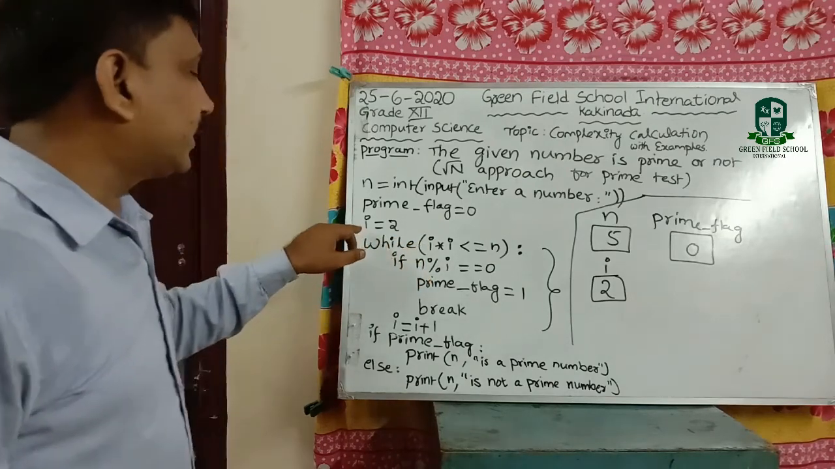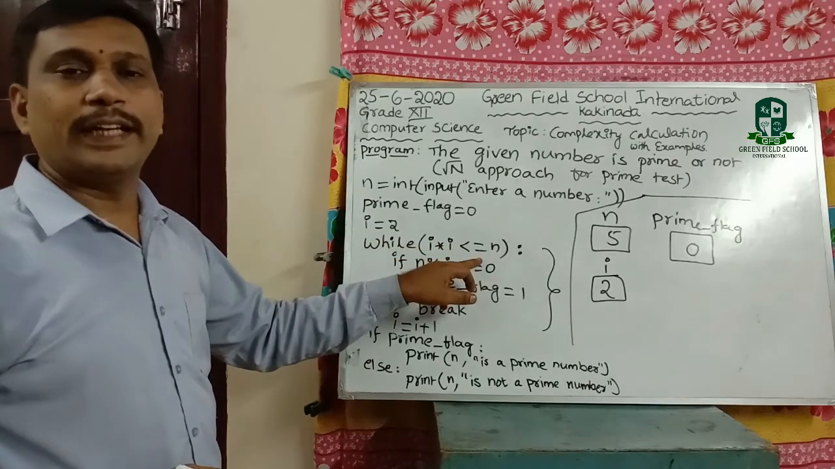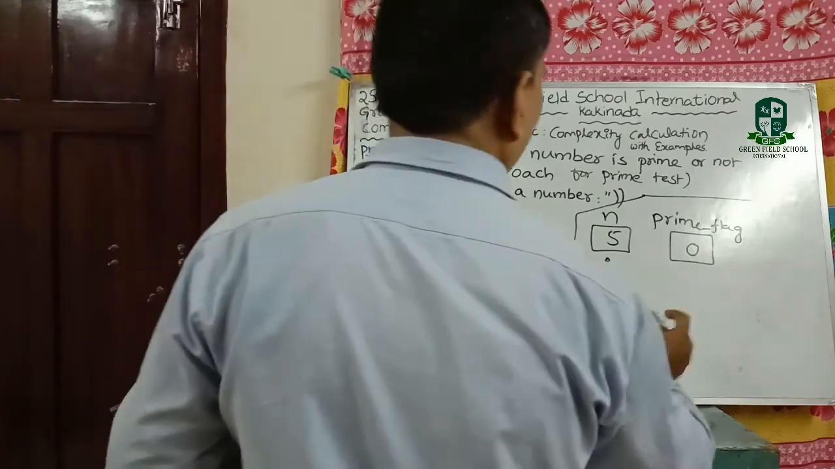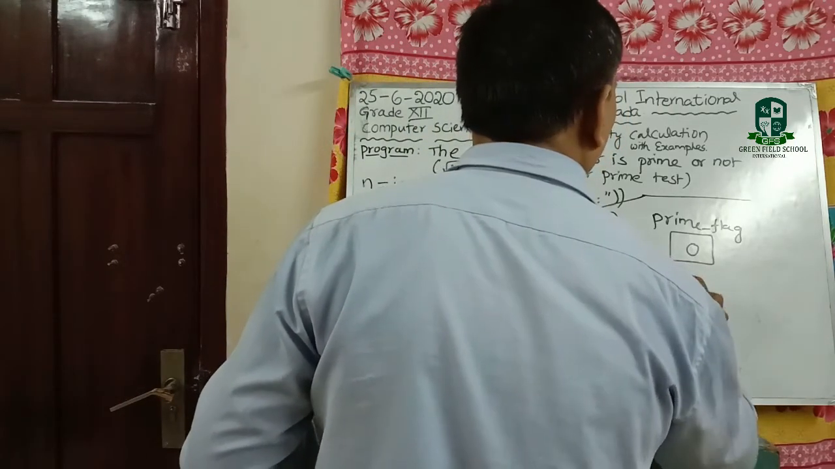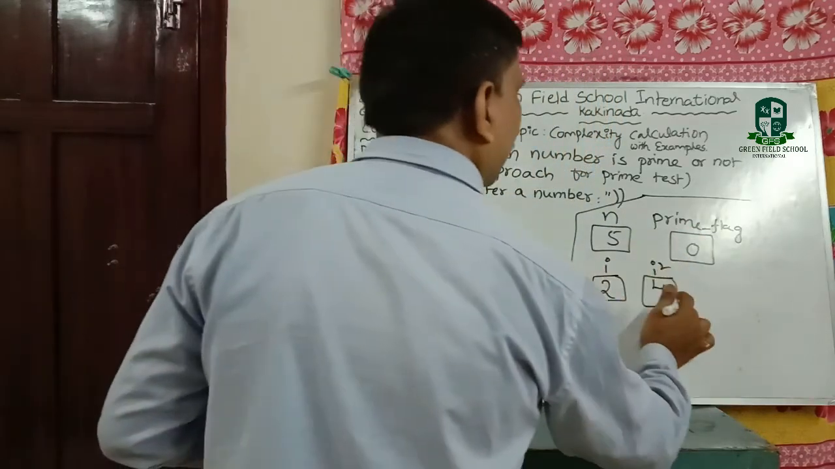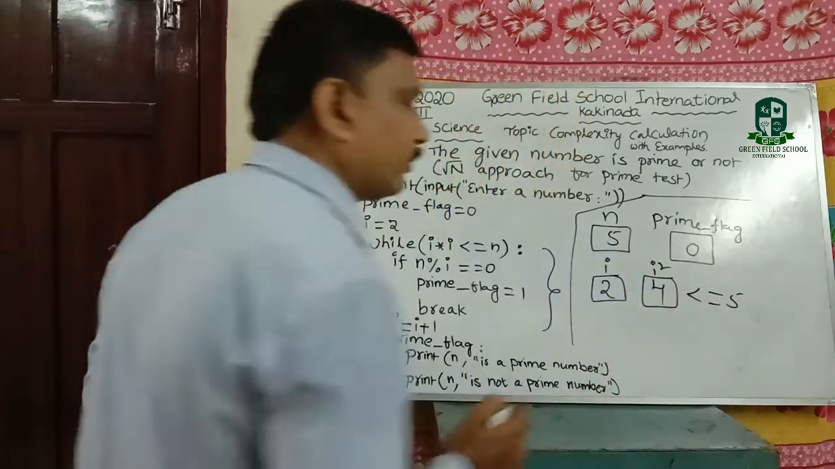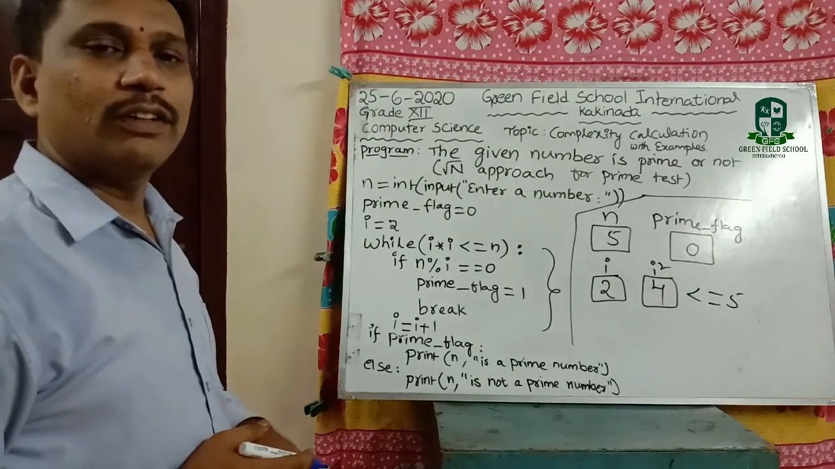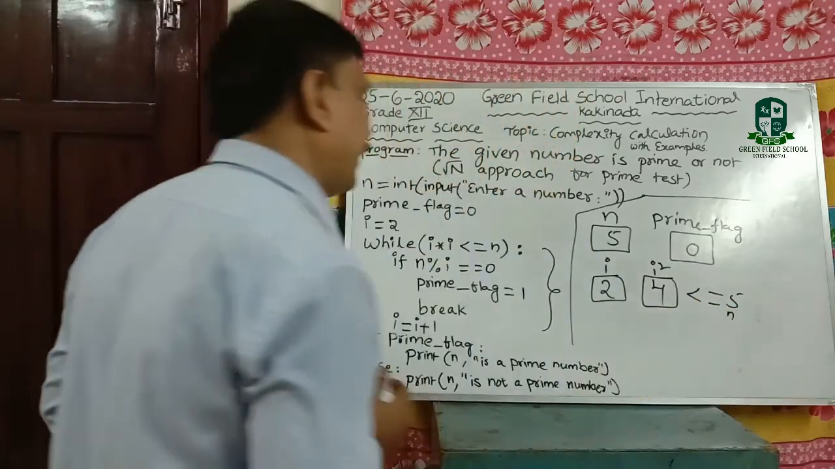Here we calculate i square, that is i into i, and check the condition with n. For i equal to 2, i square is equal to 4. Is 4 less than or equal to 5 or not? First you check that. Every time, n here means 5.